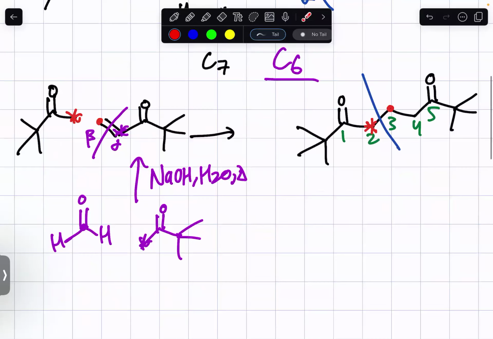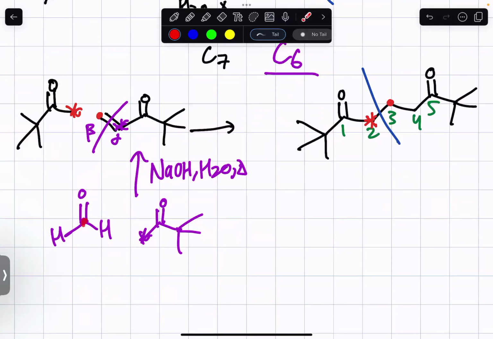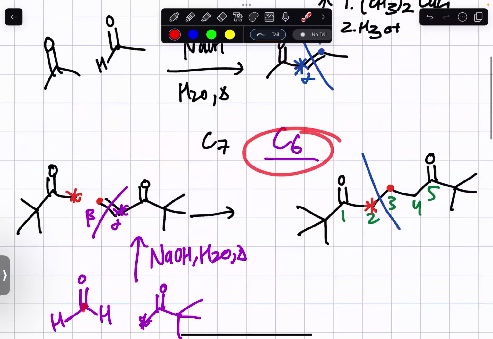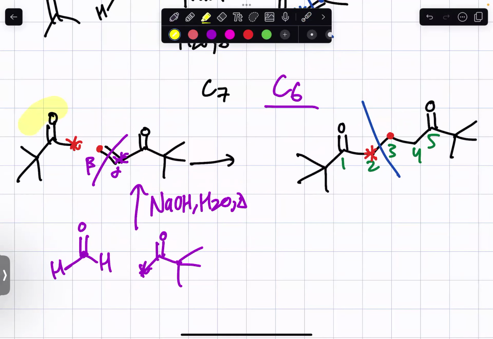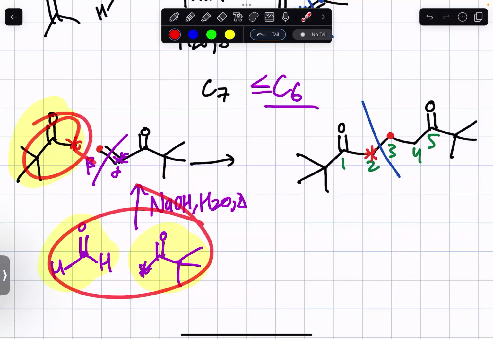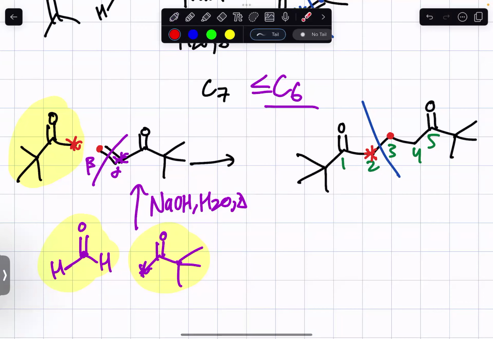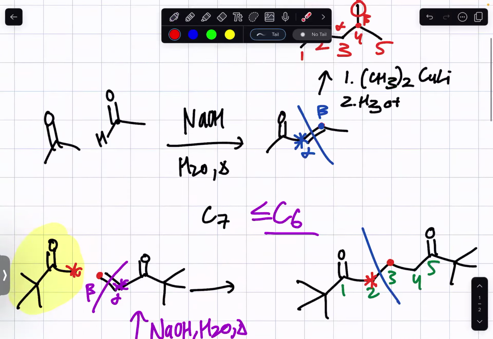Just like this formaldehyde here, there's only 1 carbon, which adheres to that. Oh, I see. So it can be less than or equal to the 6 carbons. Yes, less than or equal to the 6 carbons. Right. Where we have 3 starting materials here. Okay, that makes sense. Yeah, nice.